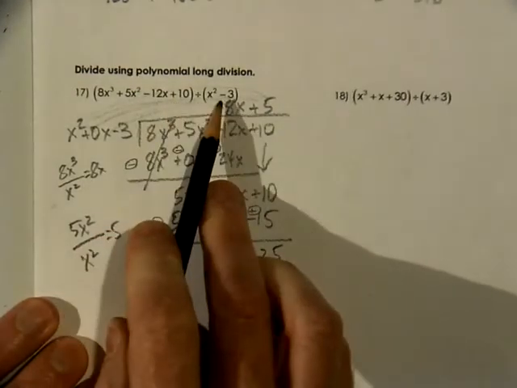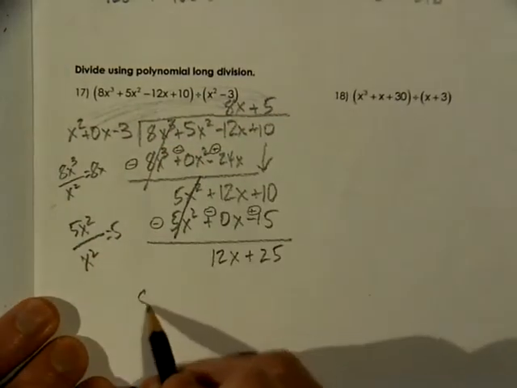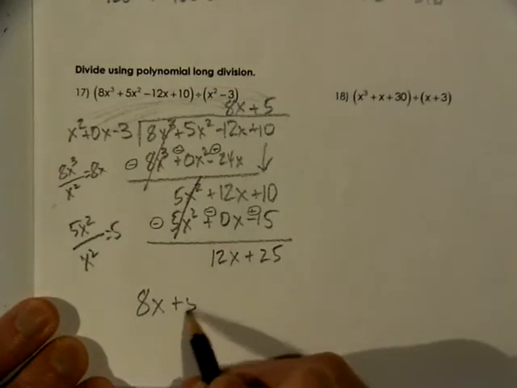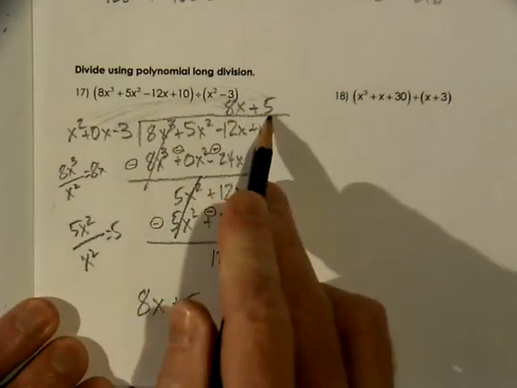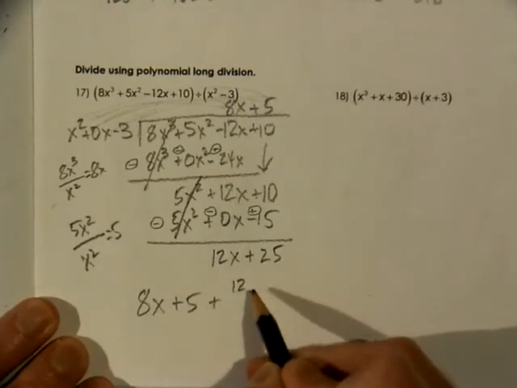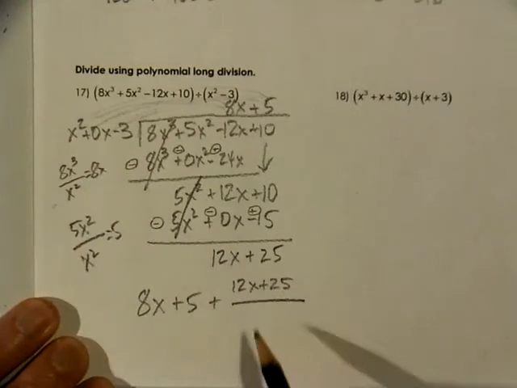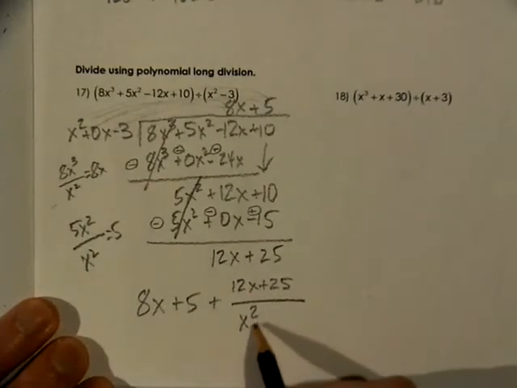So our division, the answer to division is a quotient. So the quotient is 8x plus 5, and it has a remainder. And we write that over the divisor.